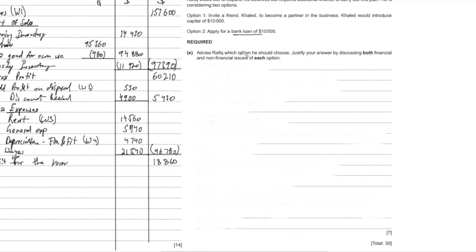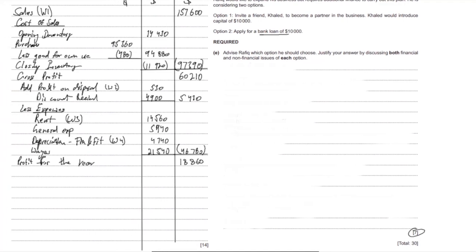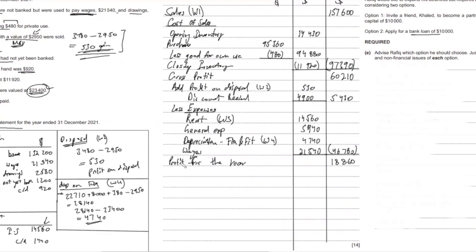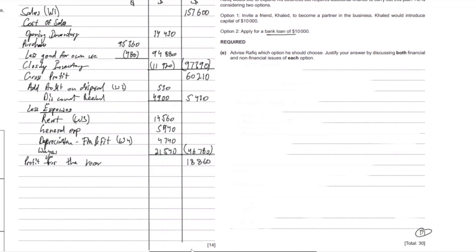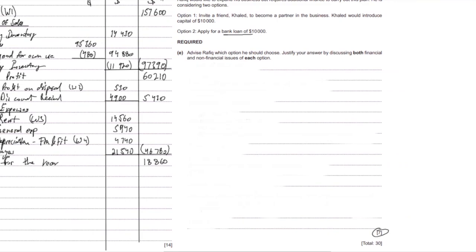Should be good. You have to do some brainstorming. It's 7 marks, so you have to give 3 points, right? 3 points in support, 3 points against, using financial and non-financial, or basically give 3 points for taking in Khalid, the friend, or 3 points for taking the bank loan. The two options, give 3 points each, and give your final decision. That's up to you, your choice. I would say maybe go for the bank loan, because profitability is pretty good. He's making a lot of profit, so he may be able to pay it back and he doesn't need to take up an extra partner.